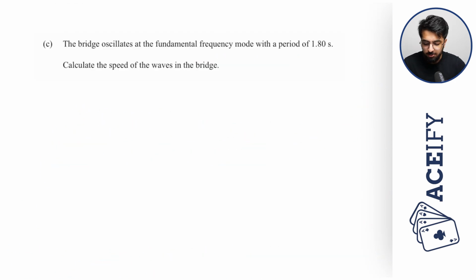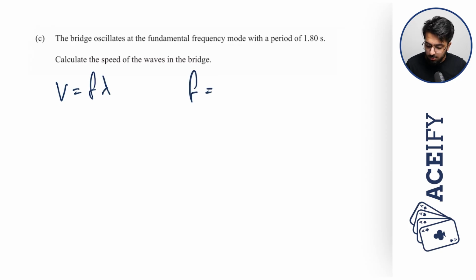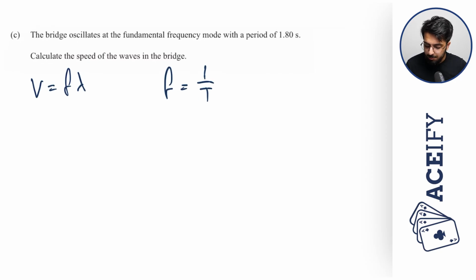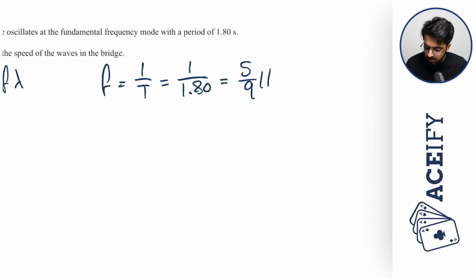The bridge oscillates at the fundamental frequency with a period of 1.8 seconds. Calculate the speed of the waves in the bridge. Alright, so we know that v is equal to f lambda. We know that our frequency is equal to 1 over the period, okay? And we have a period of 1.8 seconds, so we can simply plug that in. And this gives a frequency of 5 over 9 hertz. Okay, I'm gonna keep it as a fraction in order to keep whole values.